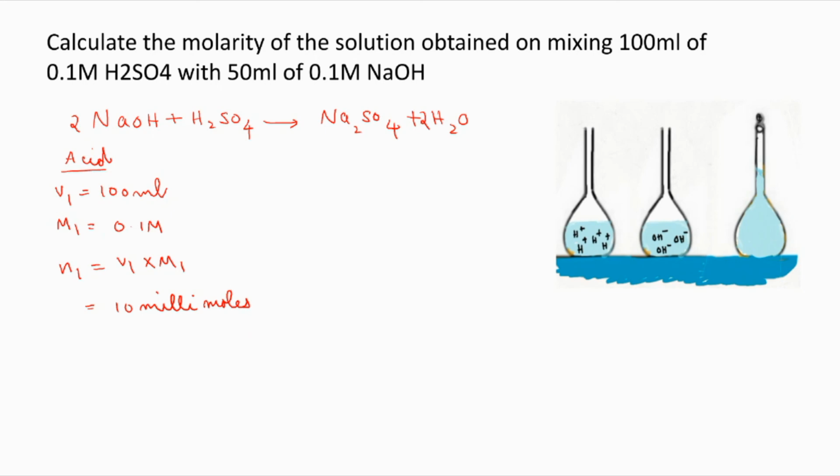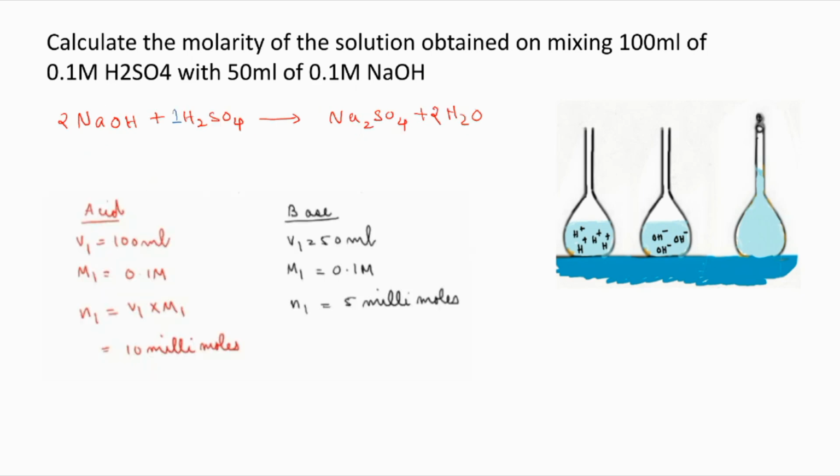Now in the same way we will be writing the number of moles of base also. What will be the volume taken? V1 is equal to 50 ml. And what about the molarity of the solution? M1 will be equal to 0.1 molar. If you are calculating the number of moles in this solution, it will be 5 millimoles, right? V1 into M1, that will be equal to 5 millimoles, right?